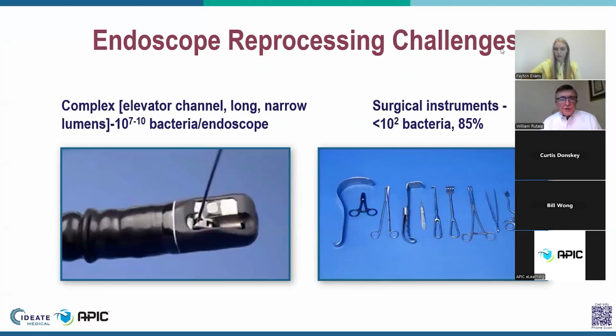First of all, we can see on the left there, complex flexible endoscopes are contaminated with 10 to the 7th to 10 to the 10th. Just as a comparison, surgical instruments after use and before cleaning contain less than 100, or less than 10 to the second, 85% of the time. So there's far, far more microbes on a gastrointestinal endoscope than there is on a surgical instrument after use and before cleaning.